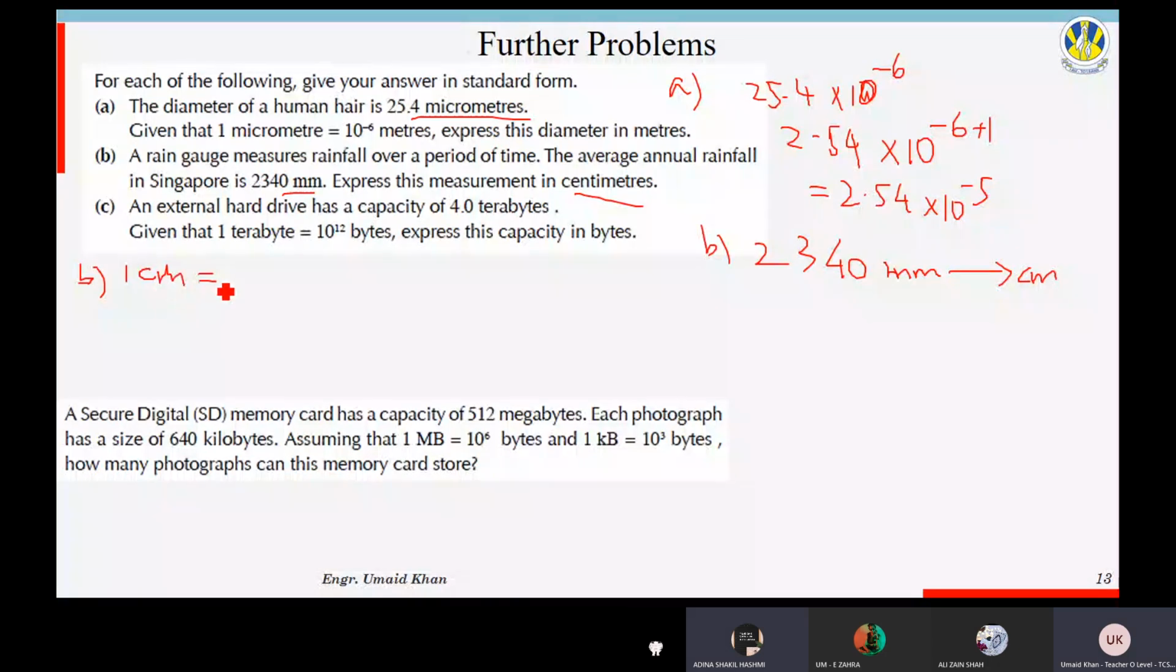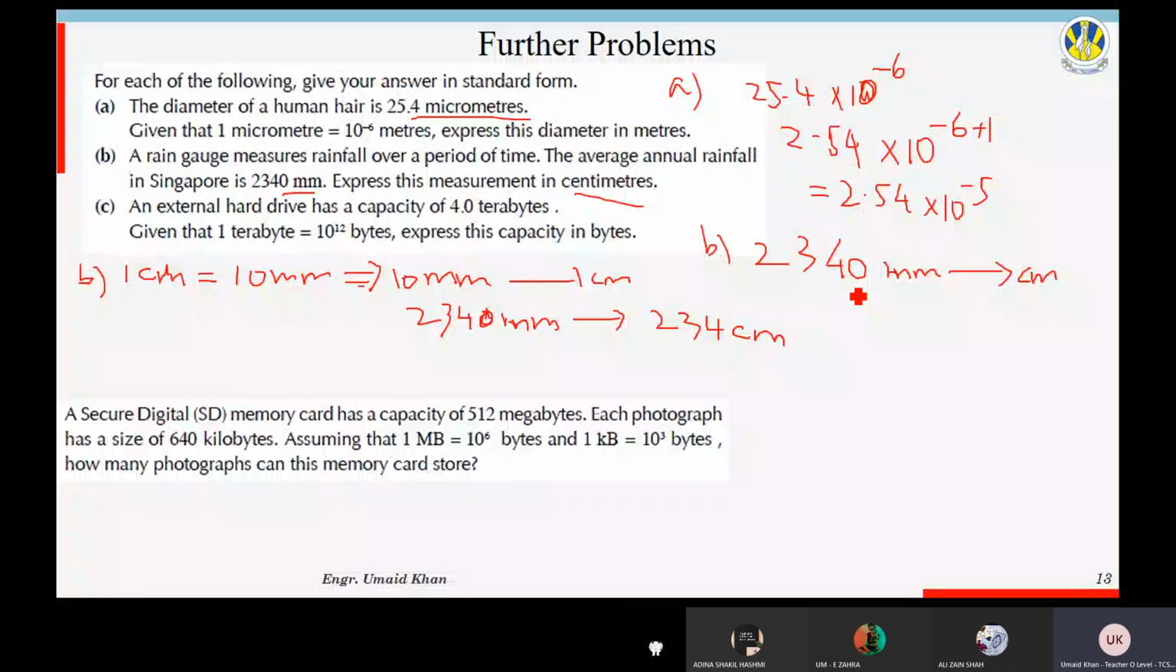No. See, 1 centimeter has 10 millimeters. And you can write it as divided by 10. Yes, it will be divided by 10. 10 millimeters is equal to 1 centimeter. So 2340 millimeters will be equal to, you will divide this by 10. So this is how you will convert in the first step. So it will be 234. 234 centimeters. If you divide this number by 10, one of the zeros gets cancelled with the 10. Okay. So you get 234 centimeters.